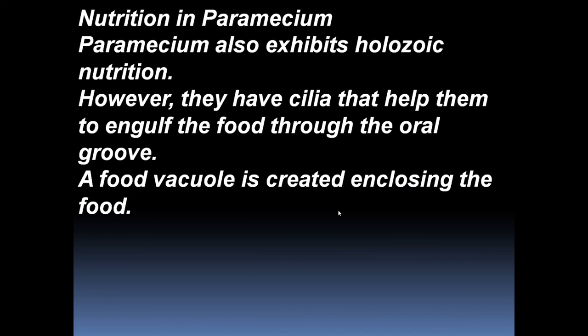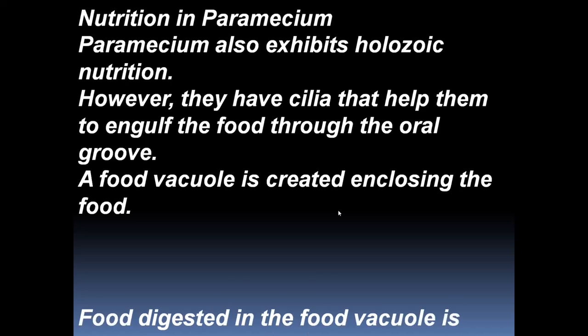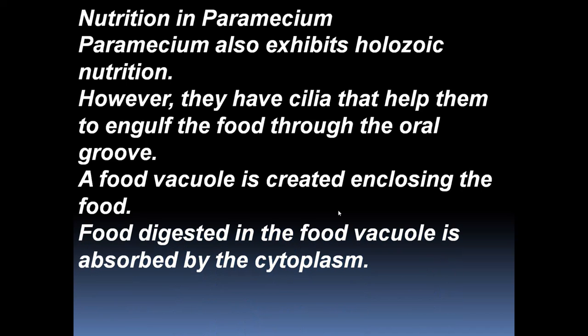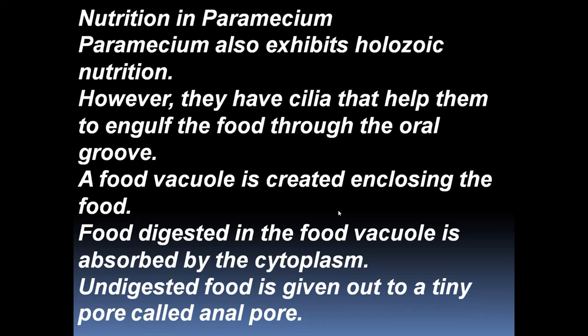The food vacuole is created enclosing the food. Food digested in the food vacuole is absorbed by the cytoplasm. Undigested food is given out through a tiny pore called the anal pore. Till now we have learned about the holozoic type of nutrition in simple unicellular organisms.